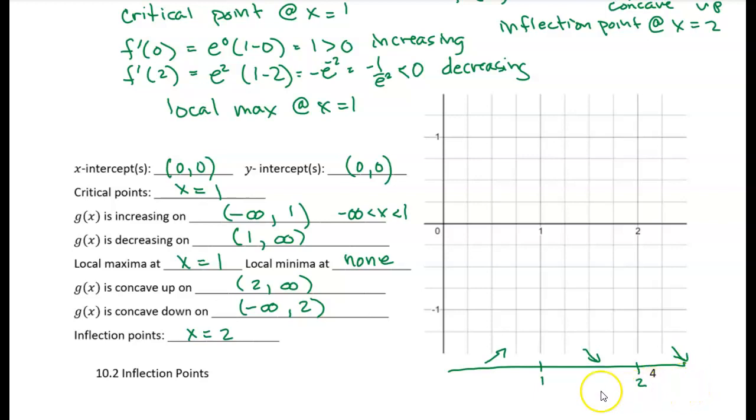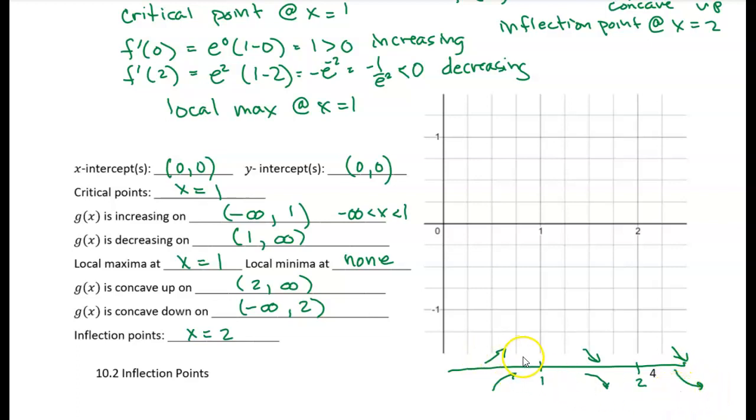And then it's concave down to the left of 2. So here it's concave down and increasing, so it has this kind of curvature. Here it's concave down and decreasing, so it has this kind of curvature. And then on the other side of 2, it's concave up, right? But it's still decreasing, so it has this sort of curvature to it.